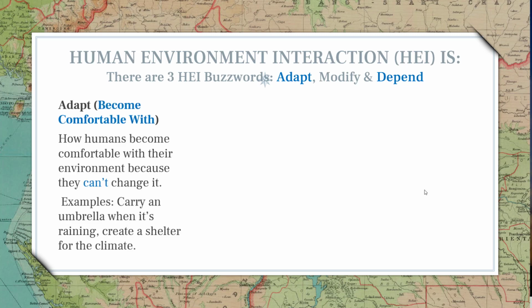So when we adapt, we kind of become comfortable with. It's how humans become comfortable with their environment or in their environment because they can't change it. So, for example, you carry an umbrella when it's raining because you cannot stop the rain. You have to do something, right? You have to change something to make yourself more comfortable. You might create a shelter for the climate that you live in. If it's particularly cold, you might build something to keep you warm so that you could stay in that environment.